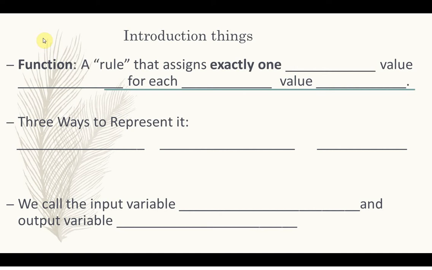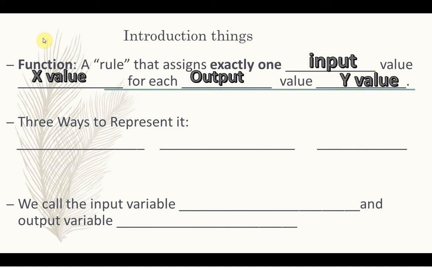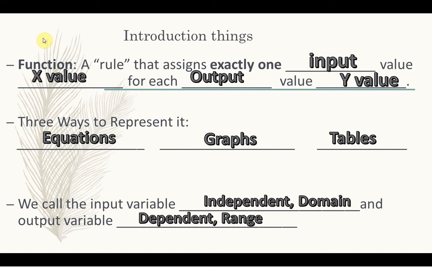A function is a rule that assigns exactly one output value, which are your y's, for each input value, which are your x's. So input x, output y. There are 3 ways to represent a function: equations, good old equations, graphs, beautiful looking graphs, and tables, awesome tables. Basically, they all can be the same thing. They all represent a function. We call the input variable the independent variable and the output dependent. This should all be a review.